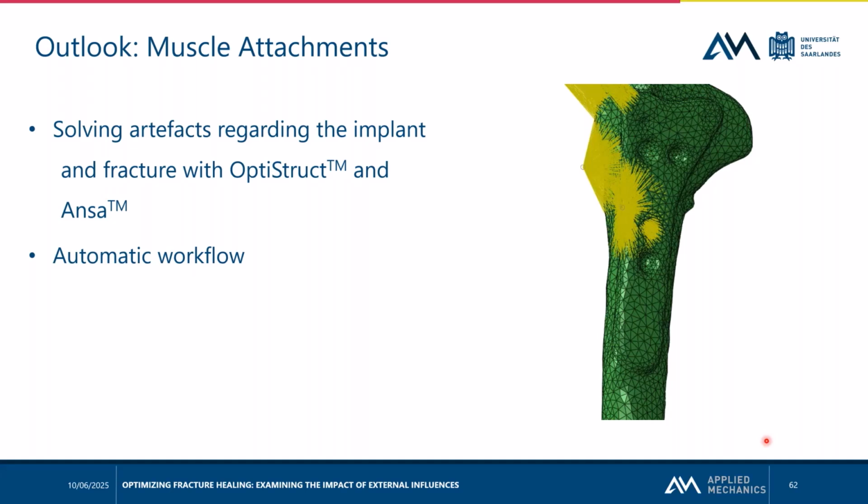And another one is what I already mentioned, the muscle attachments. We are really working together with OptiStruct and ANSA to make it possible to use it really with an implant, and to then do with the muscle insertion points and origin points, so that we can put them in the right place where they belong, and really look at the effects then on the fracture gap. We also want the muscle attachment workflow to be an automatic workflow, so that we do not have to do it by hand.